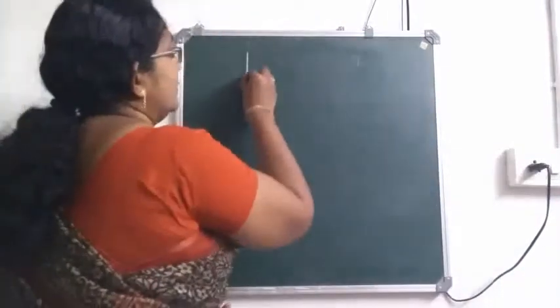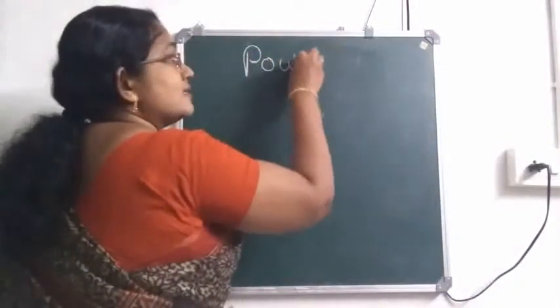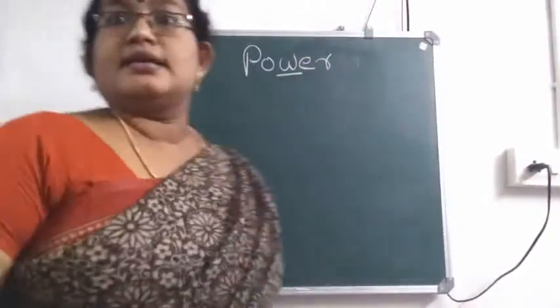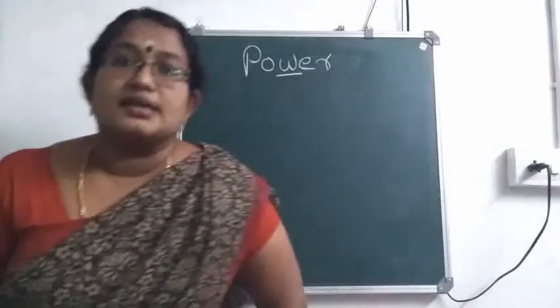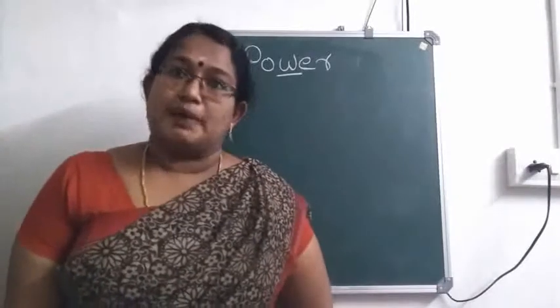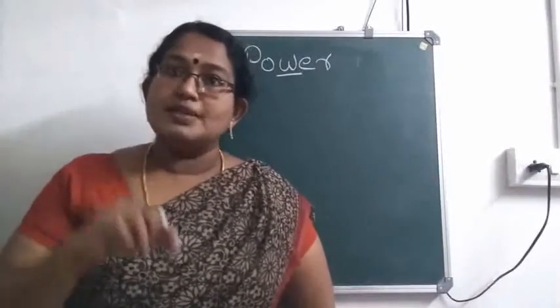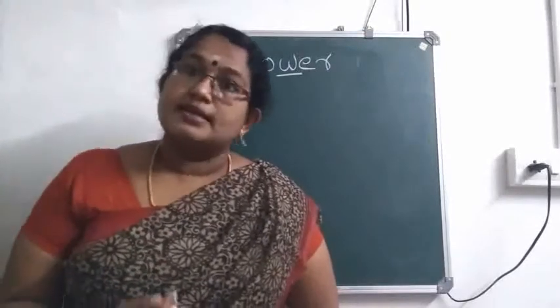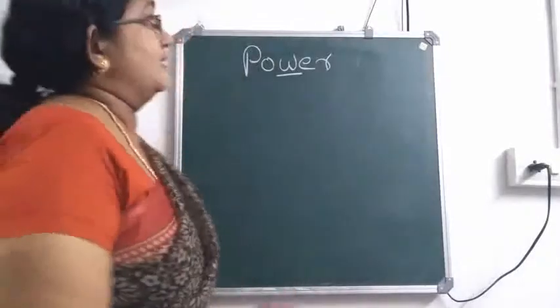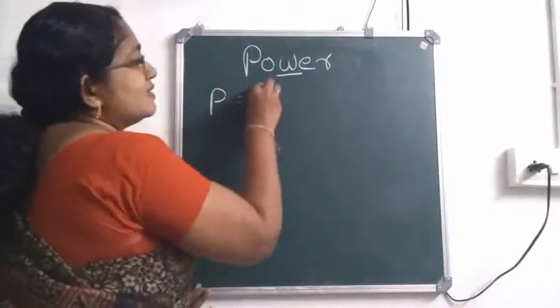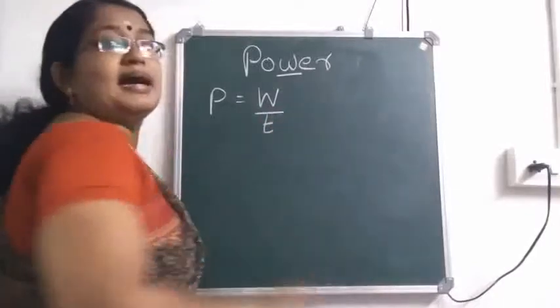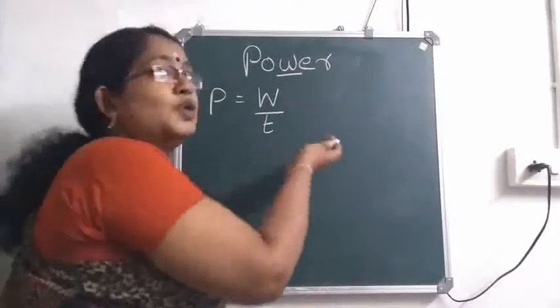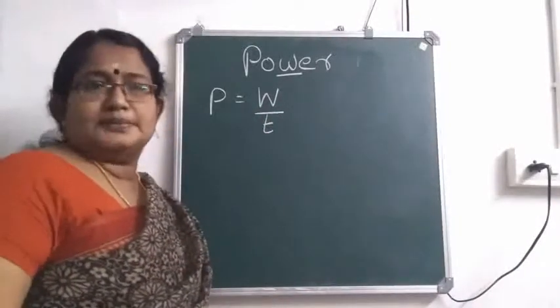Welcome back, dear children. Now we will move to the next topic, that is power. Rate of doing work can be called power. That is, how much work is done in a given time. So the equation is power is equal to work by time. Okay, rate of doing work is power.